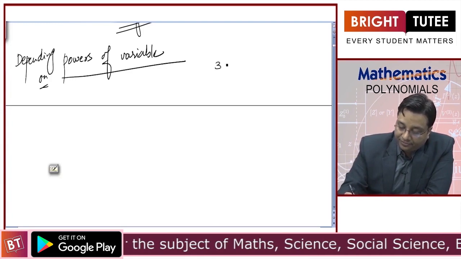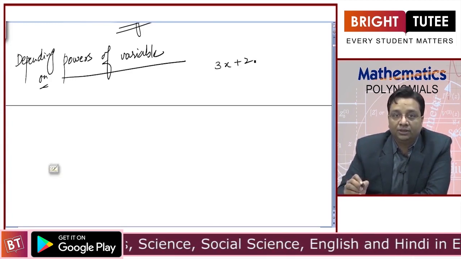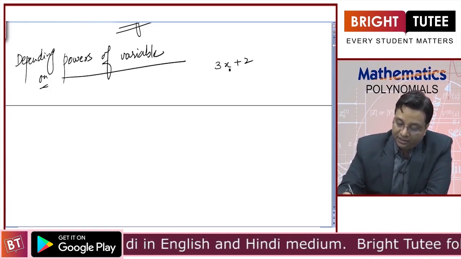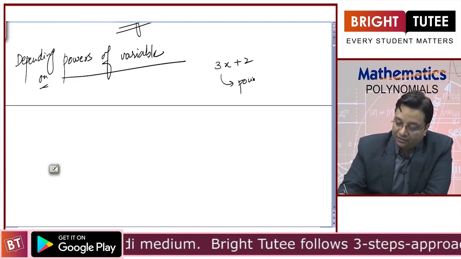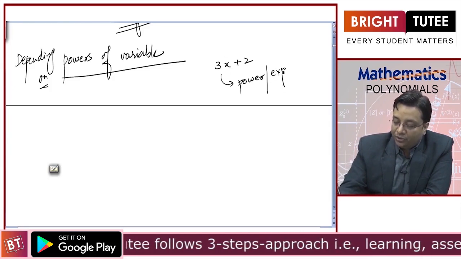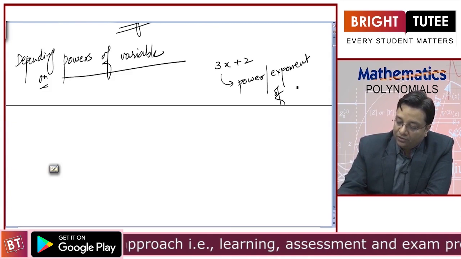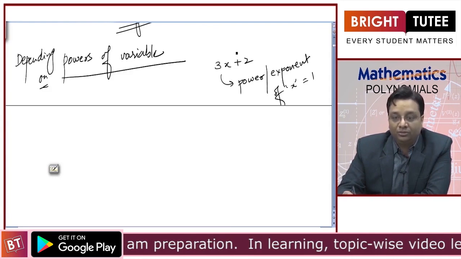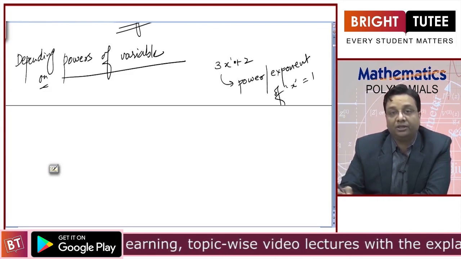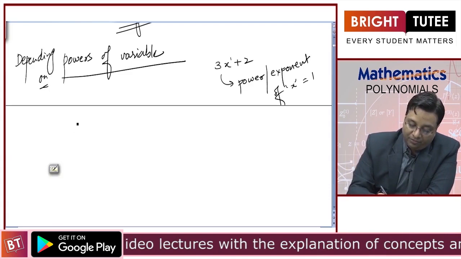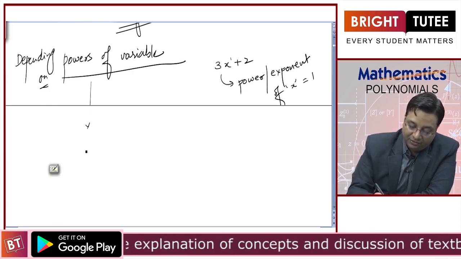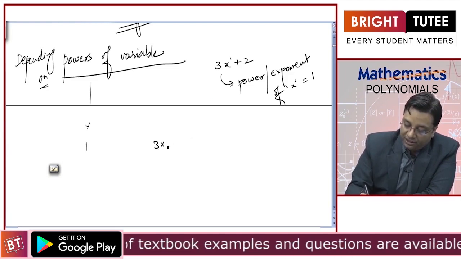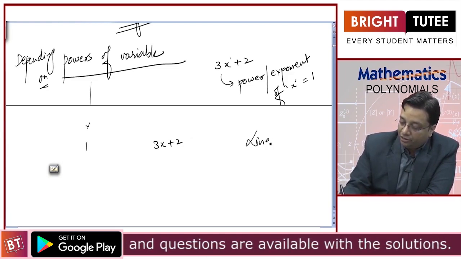If I write 3x plus 2, this has got power of x as 1. What is the power, or we can say exponent, of variable x in this? It is 1, right. 3x plus 2 is just 3x raised to power 1 plus 2. So, when we have got power as 1, I am writing the powers here. If power is 1, we call such polynomials, for example 3x plus 2, linear polynomials.